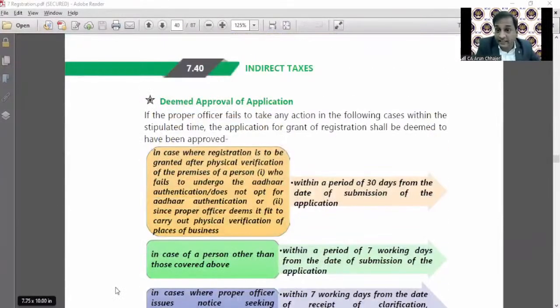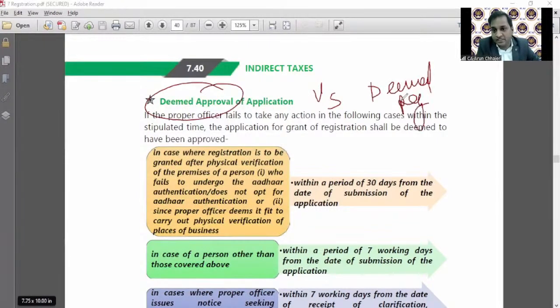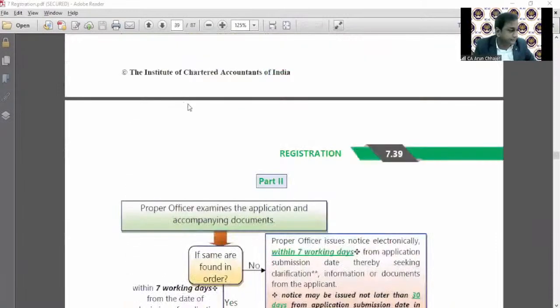You might get confused between deemed approval and deemed registration. There is a concept of deemed registration also and deemed approval also. What is the difference? What is deemed approval? If the officer fails to take action within the days which we have discussed, then the application would be considered as deemed approved. And what is the concept of deemed registration? Let me discuss the concept of deemed registration.